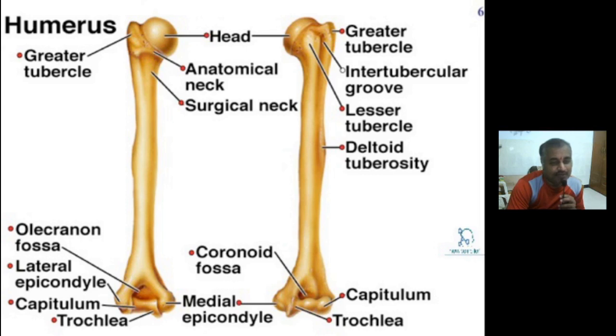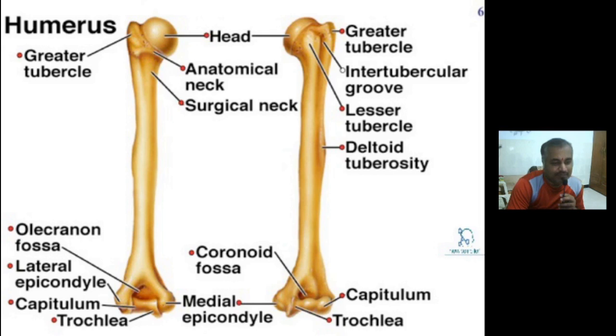Right in the center of the shaft of the humerus is located a tuberosity, which is an elevation that gives attachment to the muscle called as deltoid, and that's why it's called as deltoid tuberosity. Then as we move down, it again expands to form the condyles of the humerus.